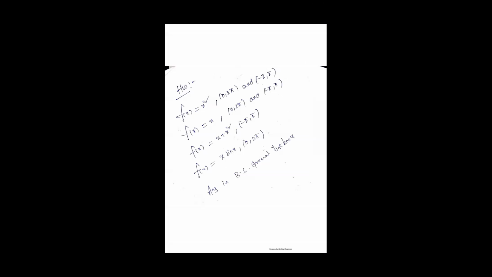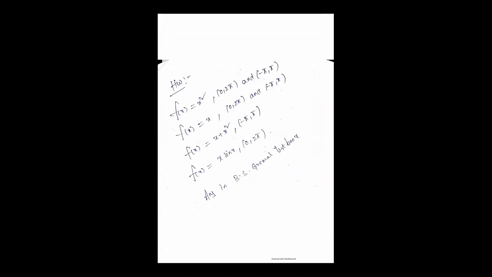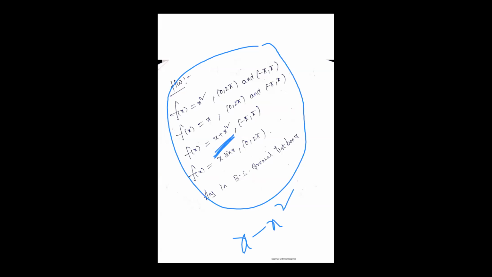So take these problems as homework. f of x equal to x square and f of x equal to x. Last class I explained f of x equal to x minus x square. Same problem, you will find x plus x square. Okay, this problem last time I explained as x minus x square, replace x by x square.